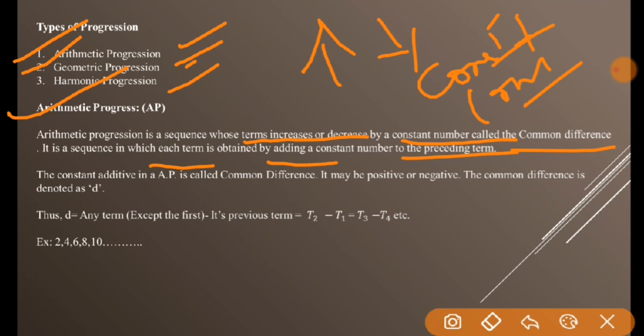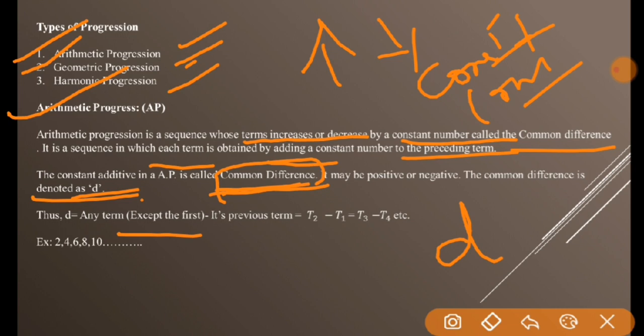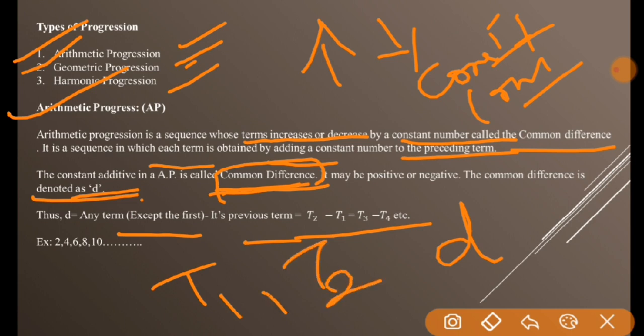The constant additive in an arithmetic progression is termed the common difference. The constant number in the sequence is termed the common difference, and this is denoted as D. It may be either positive or negative. Thus D is any term except the first term minus its previous term. I have quoted the example also. First term is T1, second term is T2, third one is T3, T4.